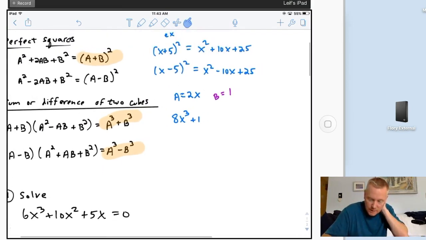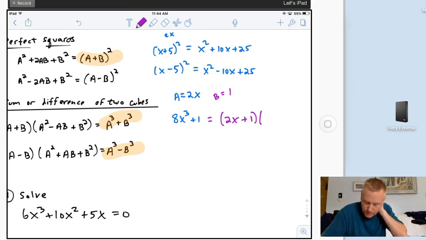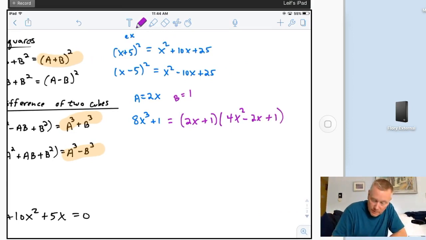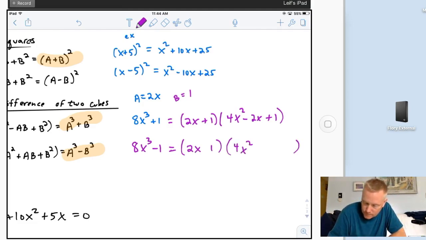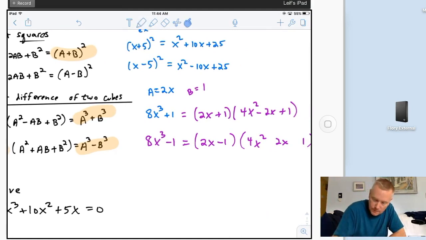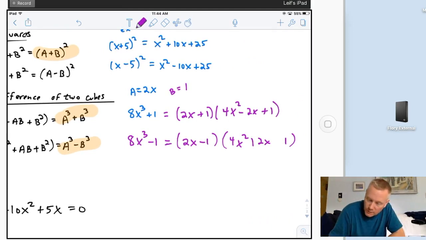And really you can start plugging those things in now. So a is 2x plus b is 1. A squared is 2x squared, which is 4x squared, minus a times b, 2x times 1 is 2x, and plus b squared is plus 1. If I was to factor 8x to the third minus 1, this would really be the same thing. The only difference is where the addition and subtraction signs are. You can see it's going to be a minus b, and plus plus in the big parentheses.